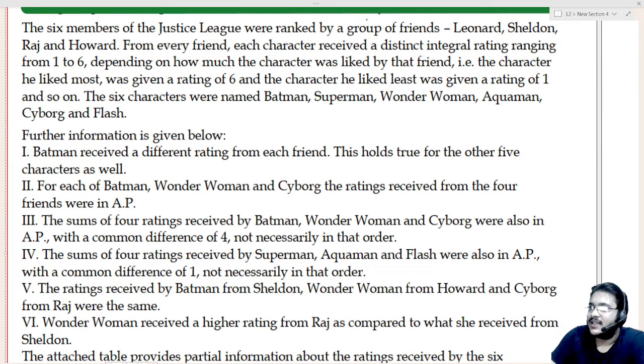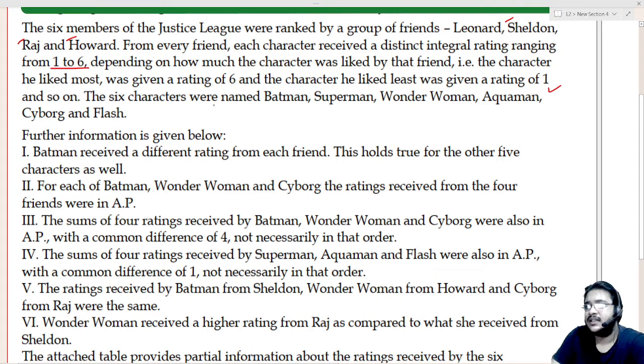So basically what the set says, that these friends, Leonard, Sheldon, Raj and Howard, they basically rated these Justice League members. From every friend, each character received a distinct integral rating ranging from 1 to 6. Now this is very important, that the range is 1 to 6. It cannot go less than 1, it cannot go more than 6. Depending on how much the character was liked by that friend, the character he liked the most was given a rating of 6, the character he liked the least was given a rating of 1. Now this is pretty understandable.